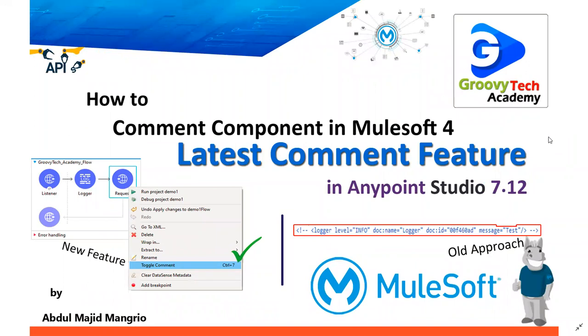This is your host Abdul Majid Mario, and today we are going to learn how to comment a component in Mule 4. We are also going to see a latest feature which is introduced in AnyPoint 7.12, which is the comment feature, like a toggle comment. So in this tutorial we are going to experience the old approach and the new one as well. So let's get started.